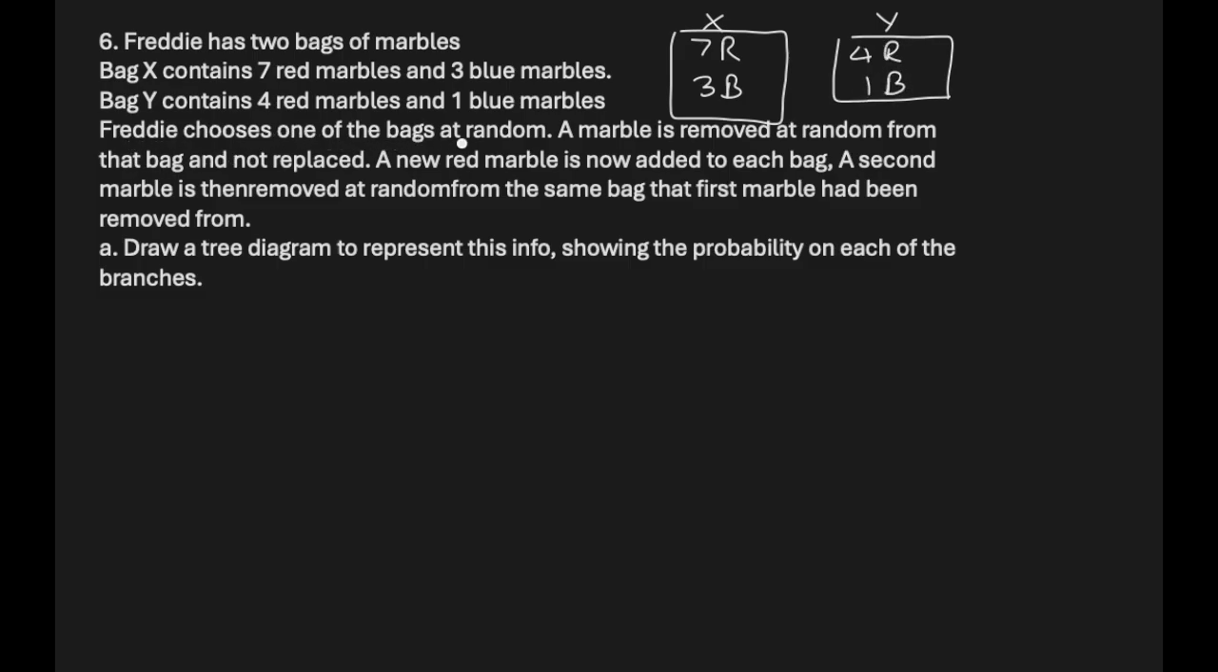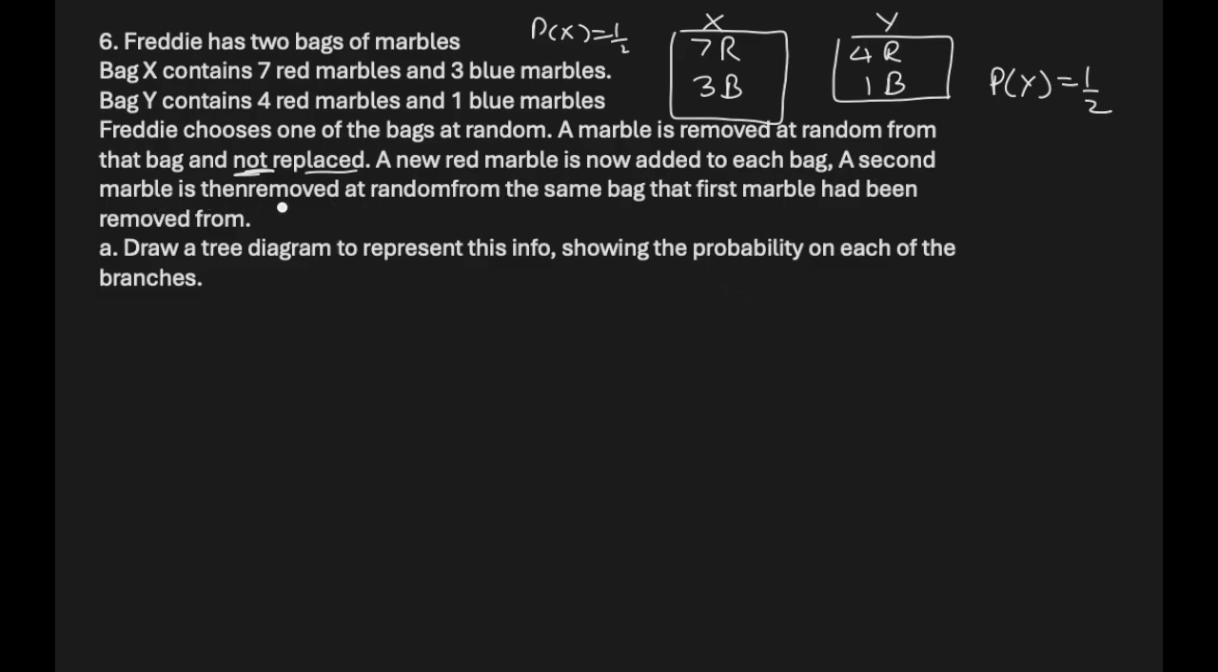Freddy chooses one of the bags at random. Okay, so there are 2 bags. They have equal possibility of being chosen. So the probability of bag X is half. The probability of bag Y is also half, 1 out of 2. A marble is removed at random from that bag and is not replaced. Okay. A new red marble is now added to each bag. Alright. The second situation is different. So the first situation is different. The second situation is different. Okay. I'll just keep it in mind for the time being.